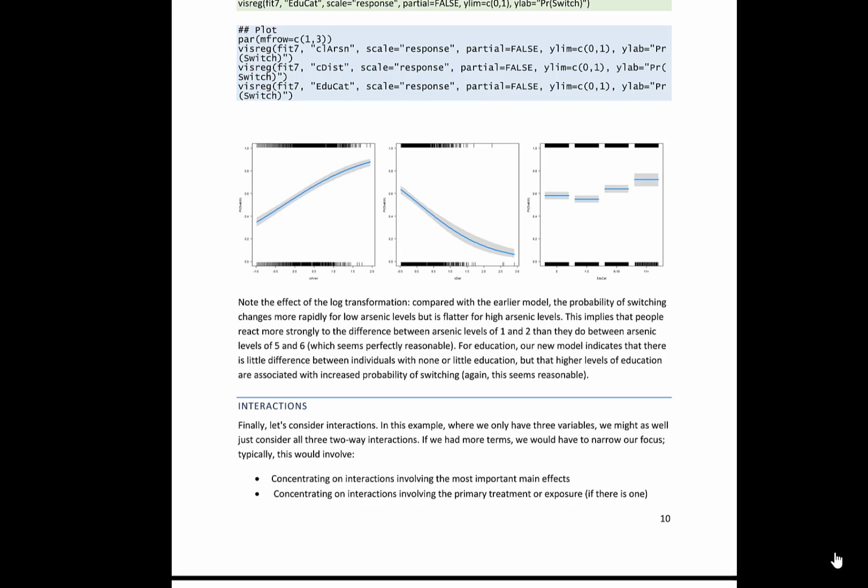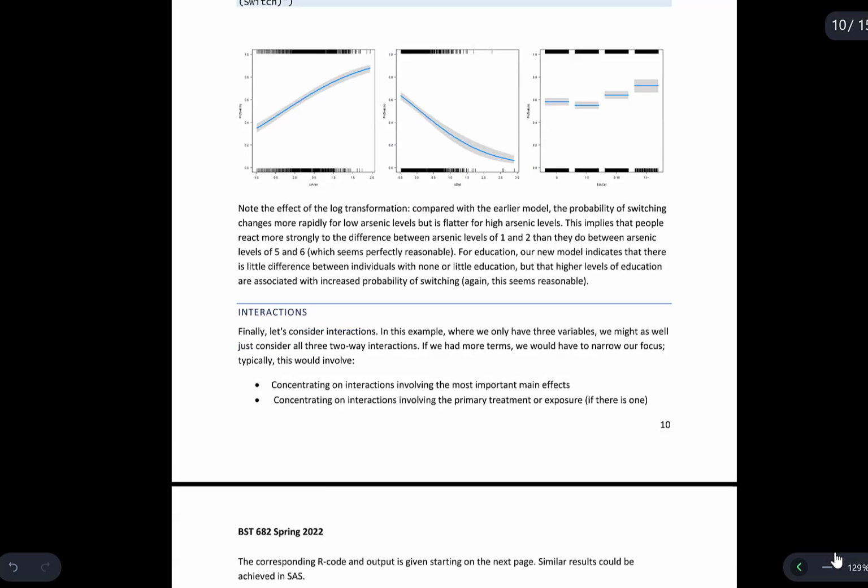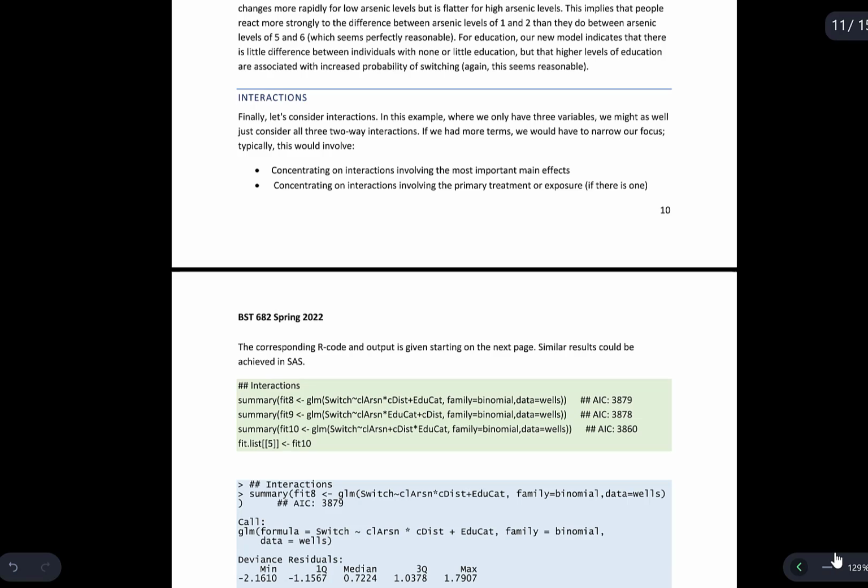For education, our new model indicates that there is little difference between individuals with none or little education, but higher levels of education are associated with increased probability of switching again. This seems reasonable. So finally, the last thing we may want to consider for our model would be interactions. In this example, where we only have 3 variables, we might as well just consider all two-way interactions. If we have more terms, we would have to narrow our focus.